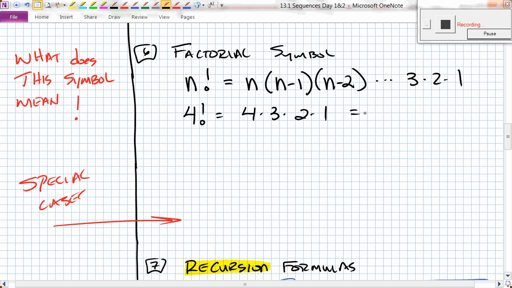How much is that? 4 times 3 is 12. Times 2 is 24. Good. Okay, what's 6 factorial?